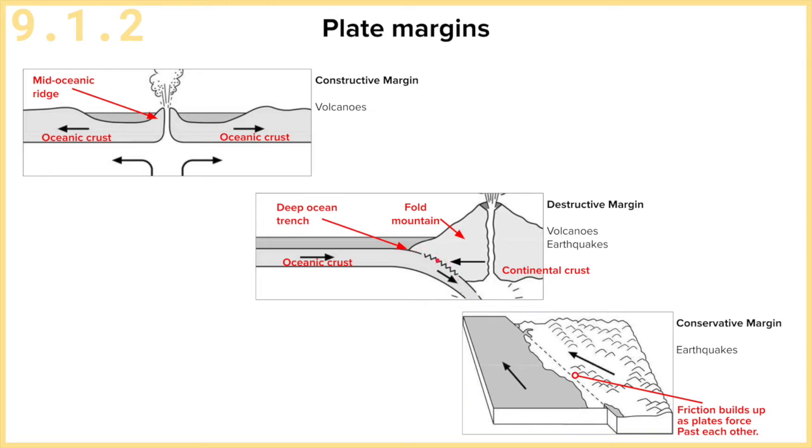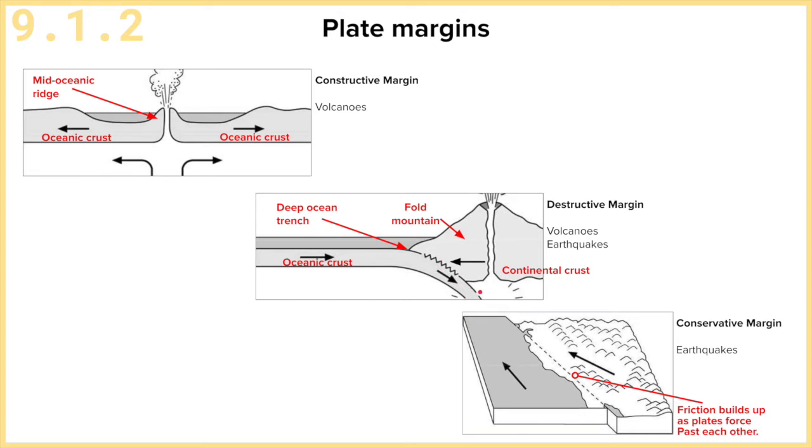When these two plates collide, it's not smooth, so they're not just going to glide past each other, they're rough, it's rock. And so it's going to snag, it's going to get caught, and over time pressure is going to build up as this one's moving this way and this one's moving this way, until the pressure is overcome and it suddenly jerks past each other. That friction, when it's released, is going to produce an earthquake.